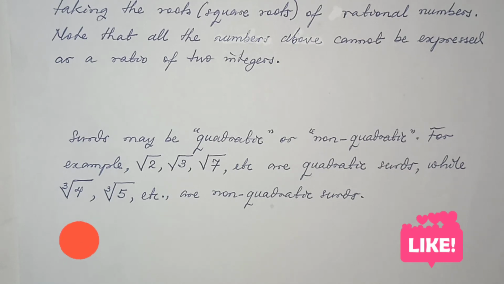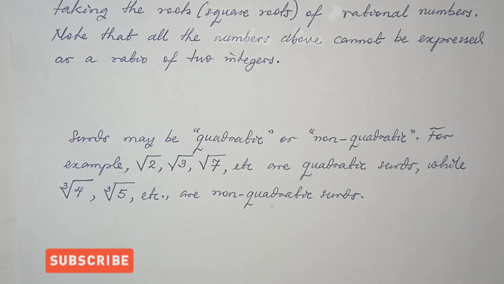So take note again, surds are a type of irrational numbers formed by taking the roots of rational numbers. Surds could be quadratic, they could be non-quadratic. Quadratic surds are surds that are formed by taking the square root in particular of rational numbers, while non-quadratic surds are surds that are formed by taking higher roots of rational numbers.